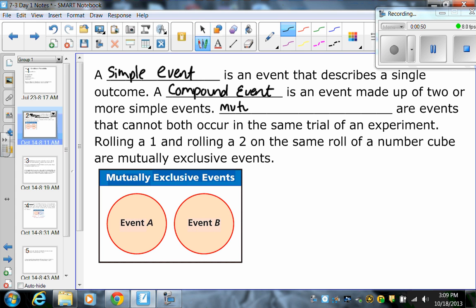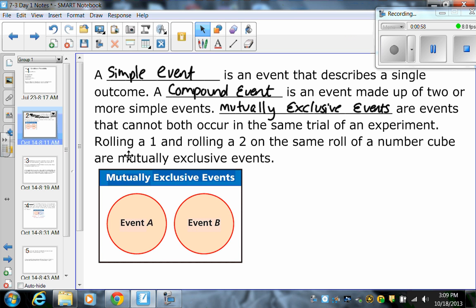Mutually exclusive events are events that cannot occur at the same time. So for example, rolling a 1 and rolling a 2 on the same roll of a number cube cannot happen. Therefore, they are considered mutually exclusive events. Venn diagrams for mutually exclusive events do not touch. So event A does not touch event B.